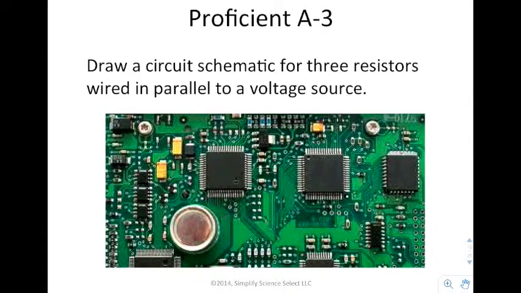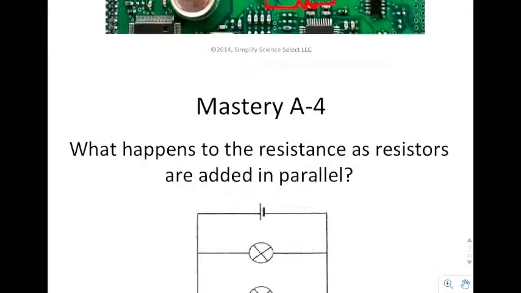It says draw a circuit schematic for three resistors wired in parallel to a voltage source. So I have my voltage source and I have my circuit, and what I have is resistor number one, resistor number two, and resistor number three. Those are said to be wired in parallel because when I get to this point, I'm at a junction. I can choose which path to go, and then they recombine on the other end.